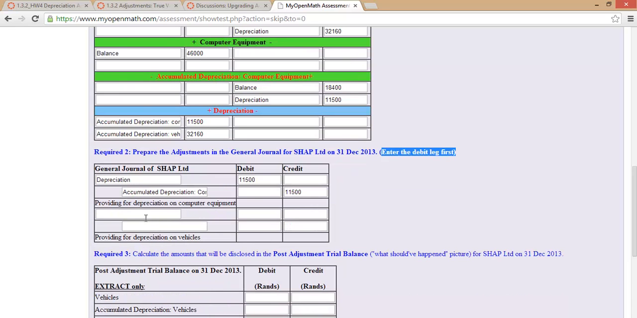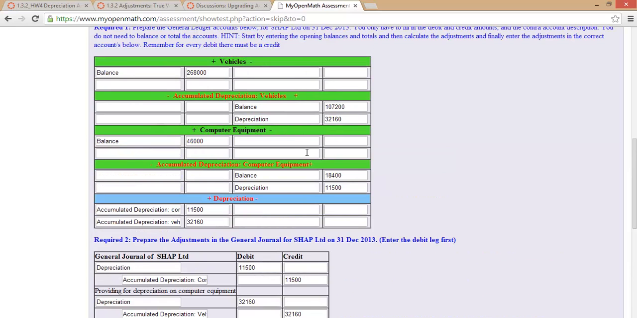Good, and the same for vehicles. We're going to have depreciation being debited with 32,160, and our accumulated depreciation on vehicles being credited with the 32,160.